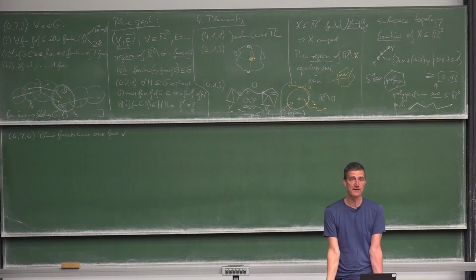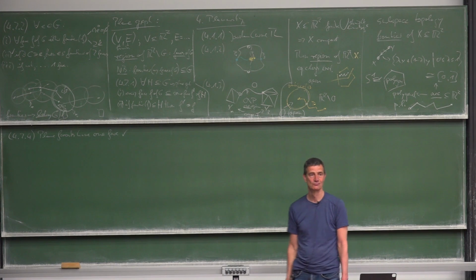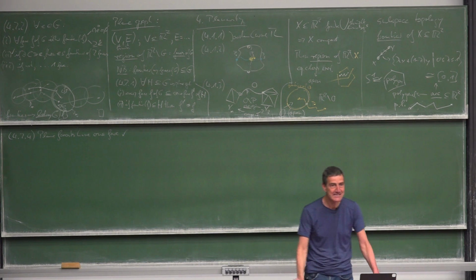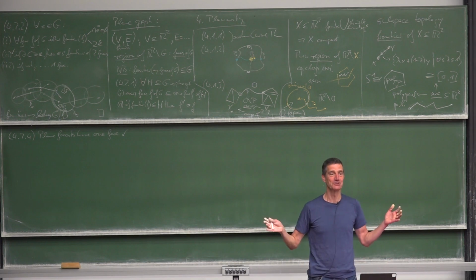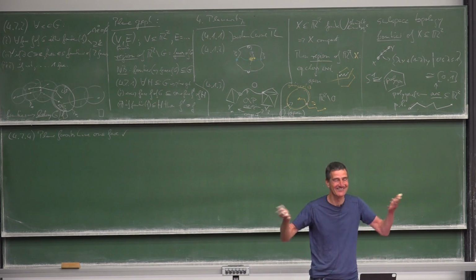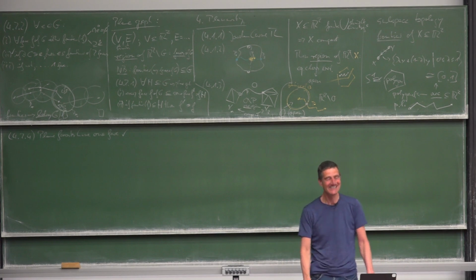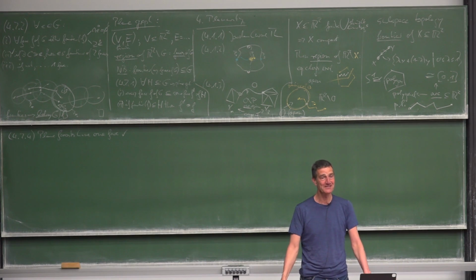Question, can two faces have the same boundary? Yes? I would say yes. You're saying yes? Yes, precisely. If the graph is a cycle. Right? Yeah, good.